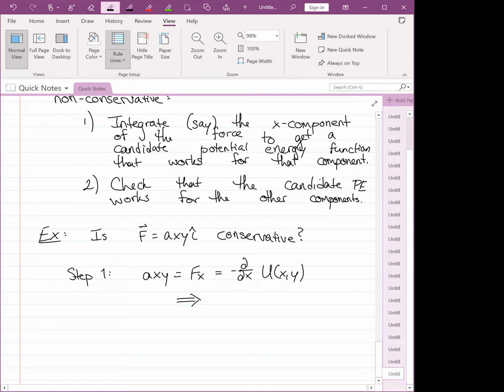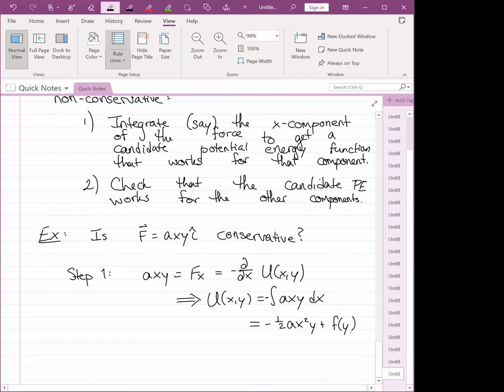And so we can undo that partial derivative by integrating. So U of X and Y becomes an integral, and really this is an antiderivative of negative AXY dx. And so we can just do this antiderivative, and we end up with minus 1/2 AX squared Y. And here's the tricky bit, plus F of Y.